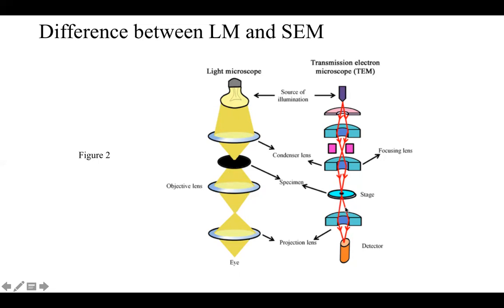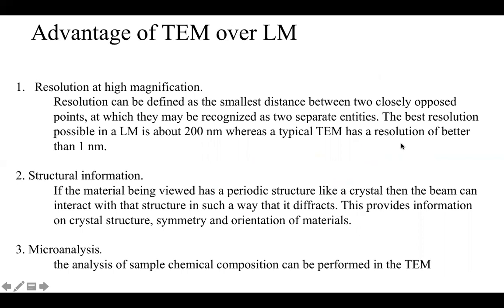Here also the transmitted electrons are focused using a projection lens, and then instead of an eye, here we have a detector which is sensitive to the outcoming electrons or whatever signals arise. So this is a very simple schematic of the TEM.